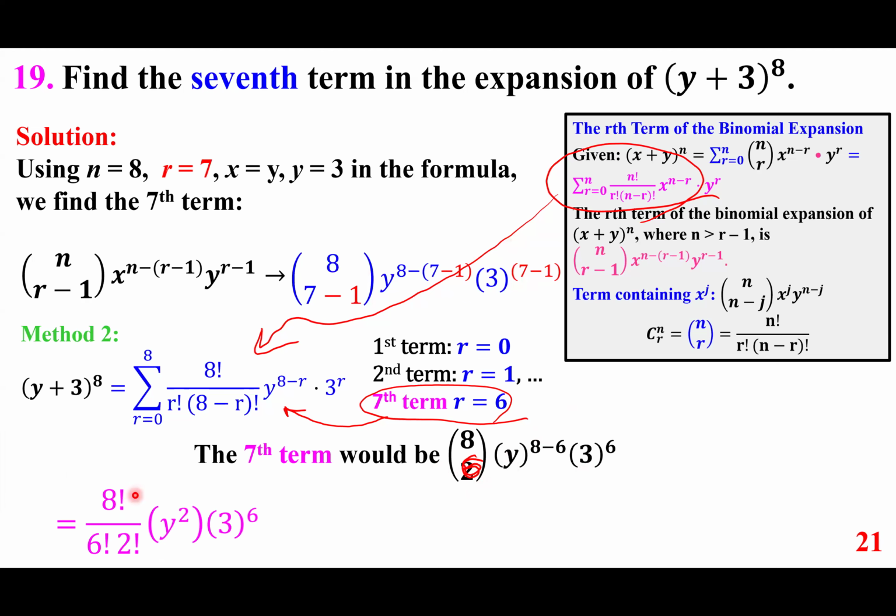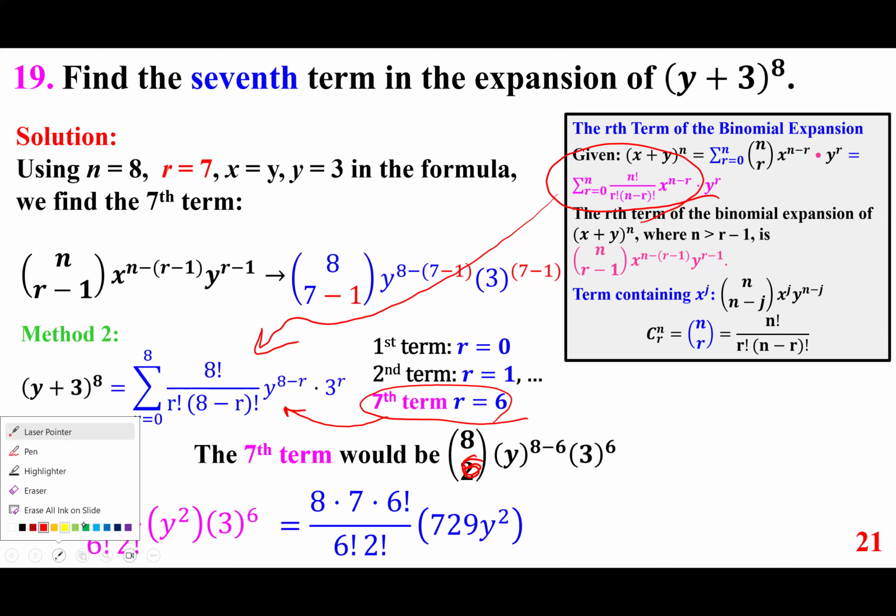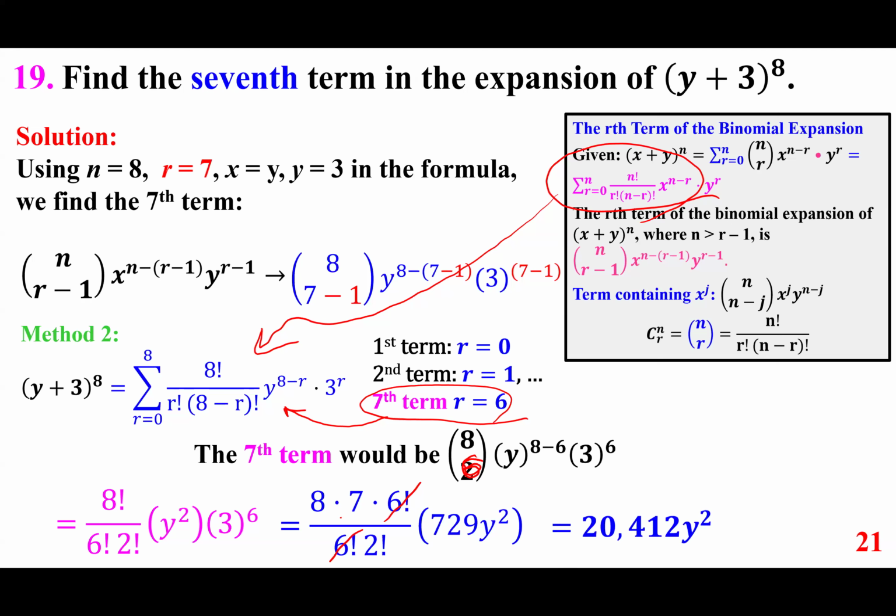And this one, since this is 6 factorial, we're going to keep it. The bottom is 6 factorial. 2 factorial is the same as 2 times 1 or simply 2. And 8 factorial is 8 times 7 times 6 factorial. You raise this to the power. The 6 factorial here and here cancel each other. 8 times 7 divided by 2 and times 729y squared gives us 20,412 y squared as the final answer, everybody.